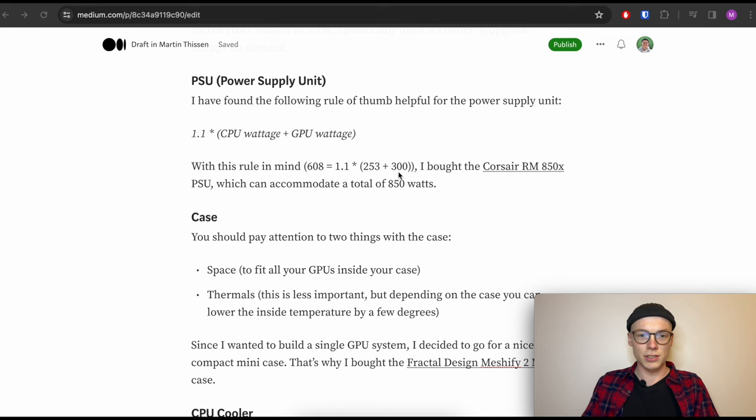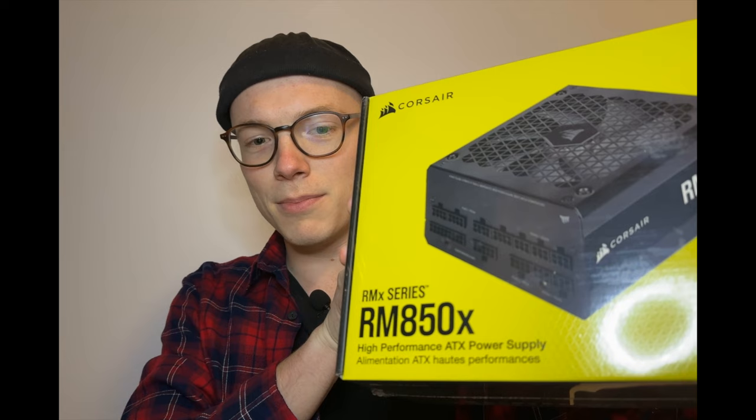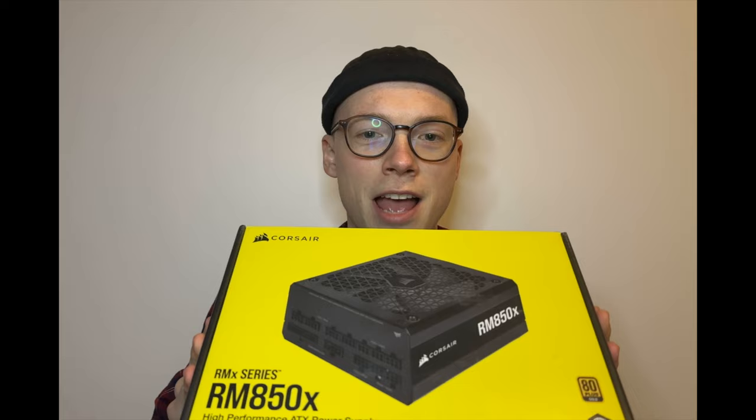So in total, using this formula, we get around 608. And for this reason, to leave some extra room, I bought this Corsair RM840X PSU. This PSU can accommodate a total of 850 watts and actually is pretty heavy.